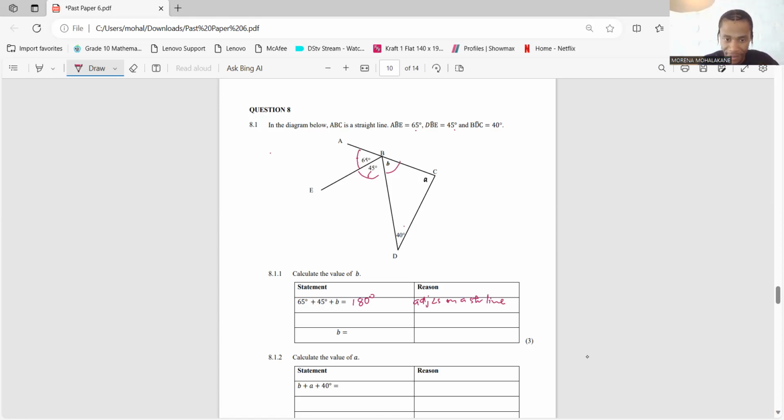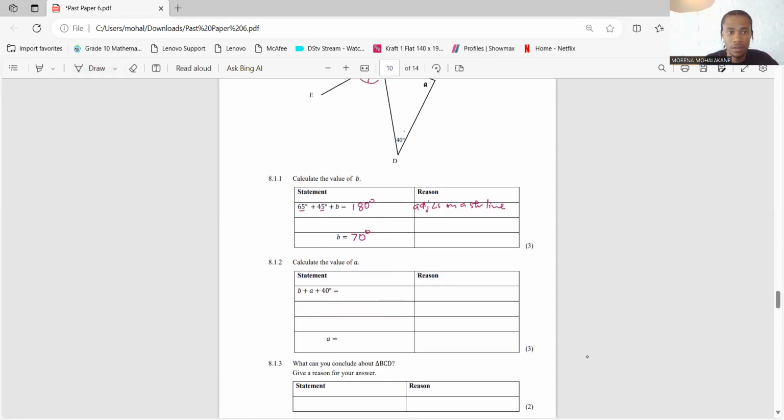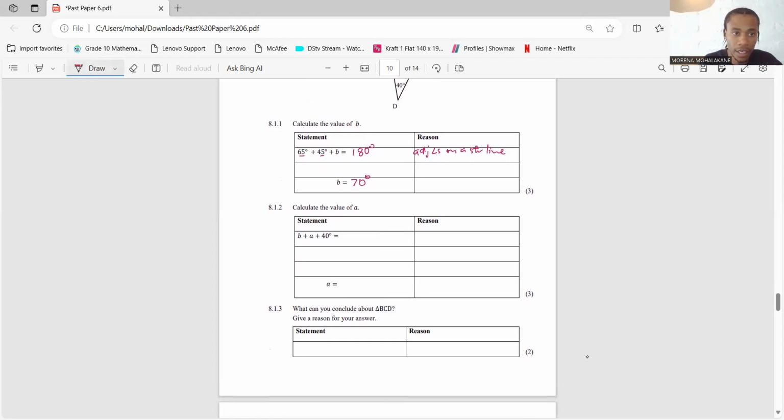Supplementary. Big words, but it's not really big. B is going to be 180 minus 65 and 45, so this is going to give you 70 degrees. That is the value of B. Now, let me continue to the next question.